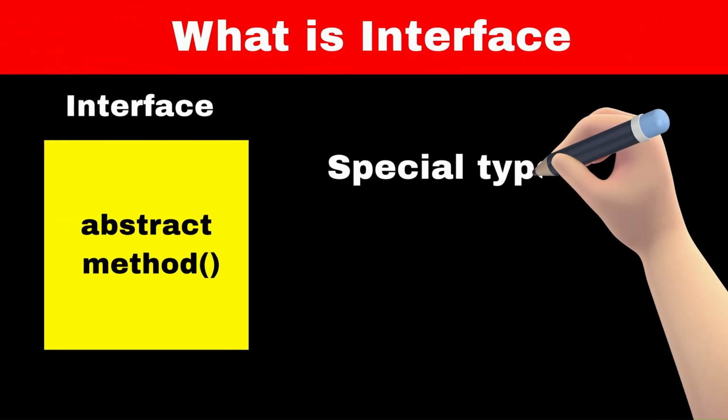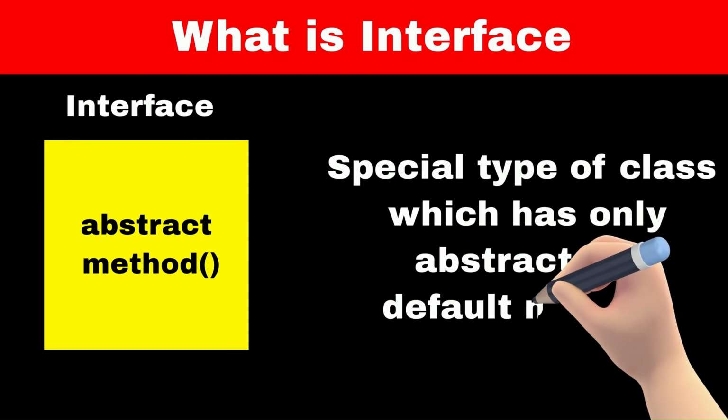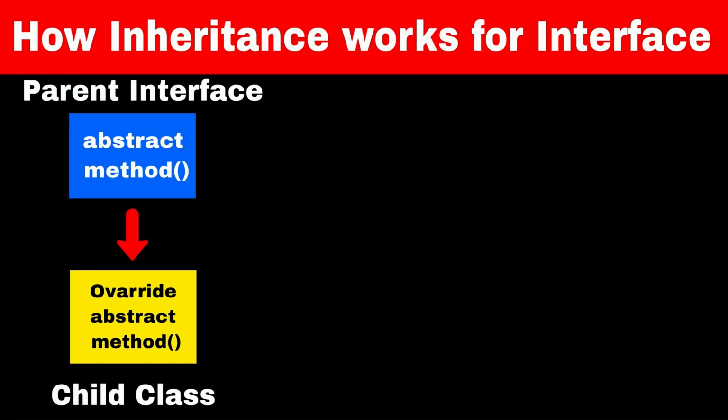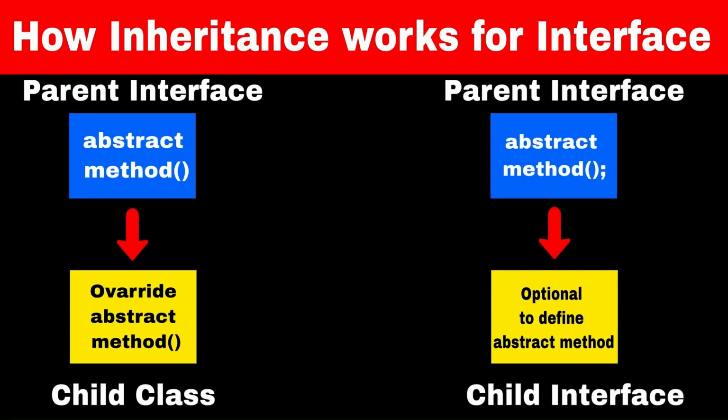The interface is a special type of class which has only method declaration, means it will only have the default and abstract method, and all the child classes which will inherit from this interface have to override this abstract method in their body. Otherwise Java will throw a compile time error. But if interface is inheriting from another interface, then the child interface may or may not have the default implementation of the abstract method. So even if you don't write the default implementation of this abstract method, then Java won't throw a compile time error.